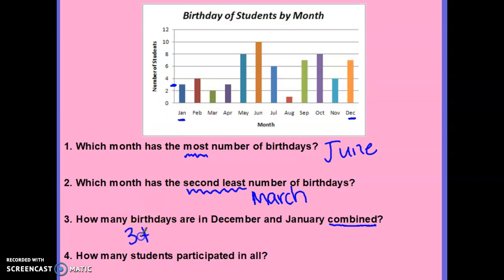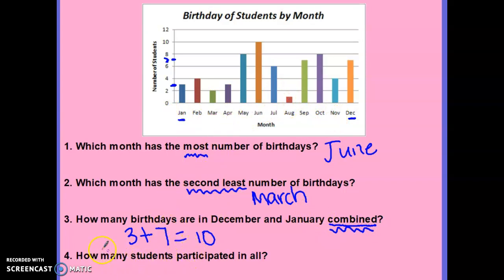So January has 3 plus December has, if I go over, it's not 6, but it's not quite to 8, so that means it's right in the middle at 7. So December has 7. If I add together 3 plus 7, that gives me 10. So that's how I know how many are there combined. It didn't ask me one or the other or which one had more. It said how many do they have combined.